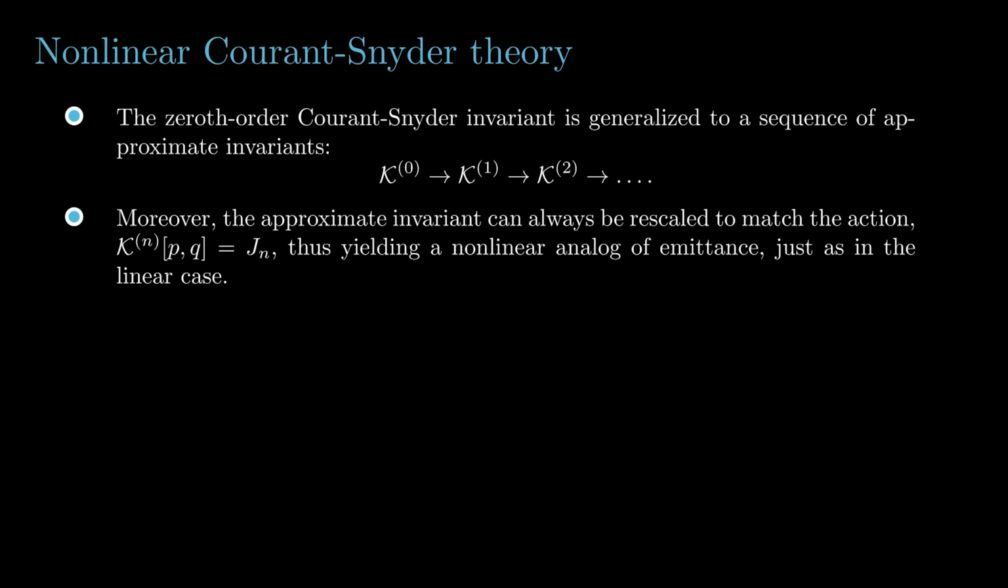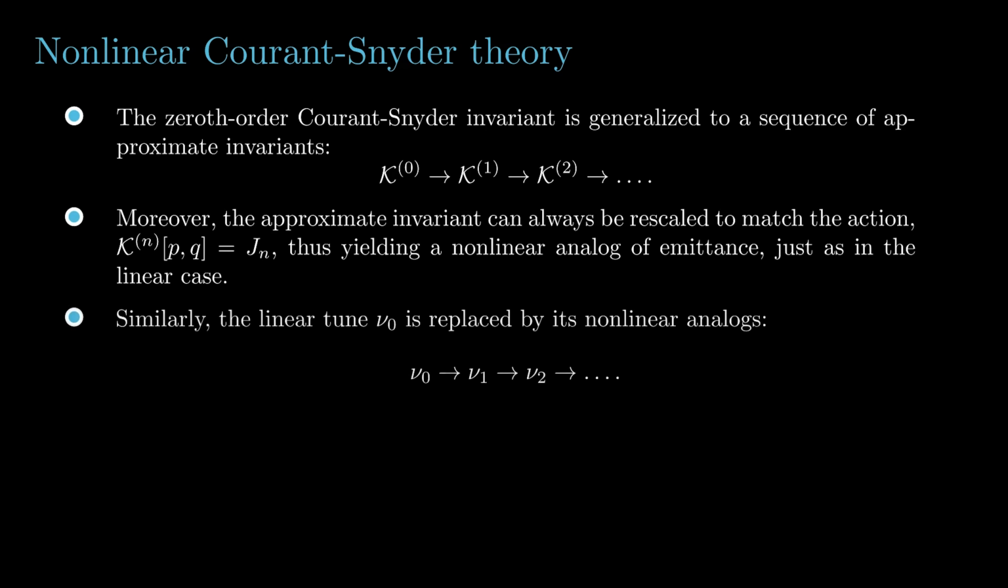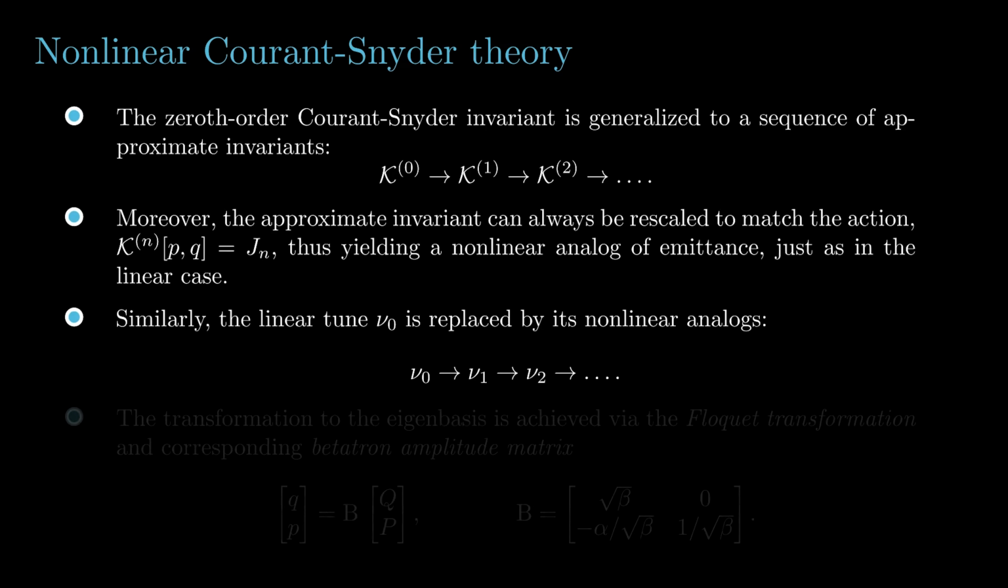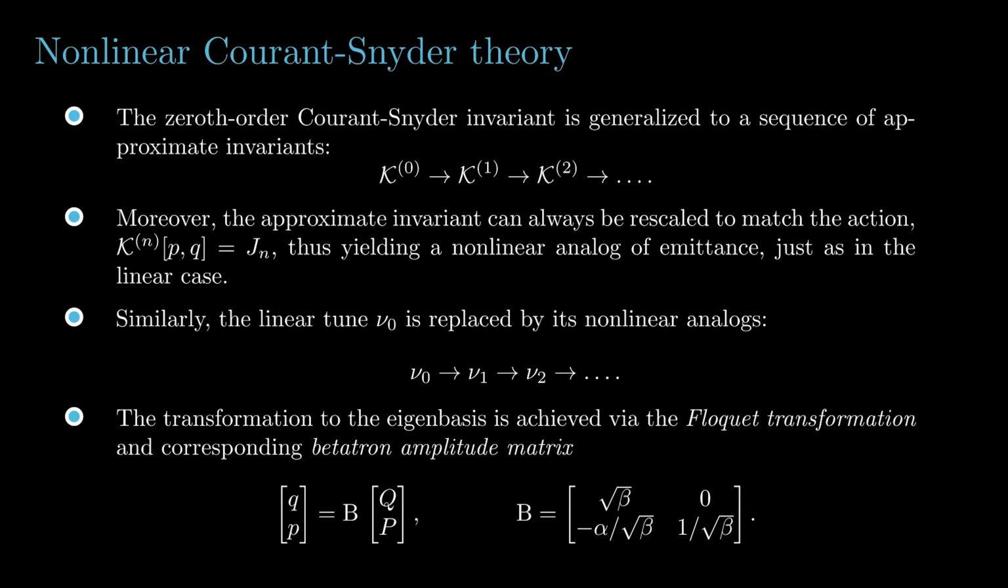the linear theory. Similarly, the linear tune nu 0 can be generalized to its nonlinear analogs derived directly from the invariant. Finally, notice that the transformation to the eigenbasis required for the averaging procedure is achieved via the well-known Floquet transformation and is associated Betatron amplitude matrix. Once the coefficients Ck are computed, they can be substituted into the non-averaged invariant, written directly in physical coordinates, making the method especially suitable for experimental use.